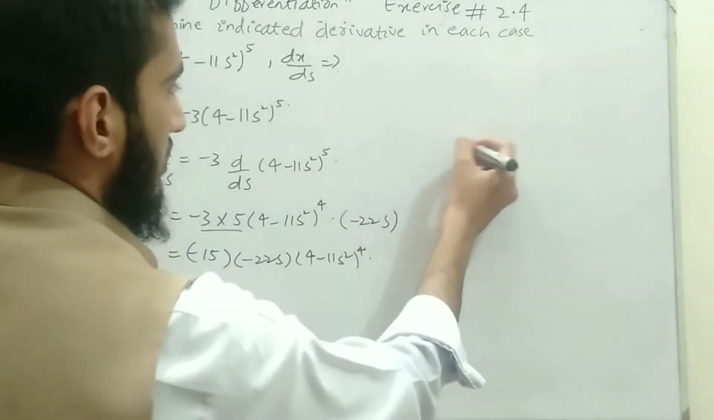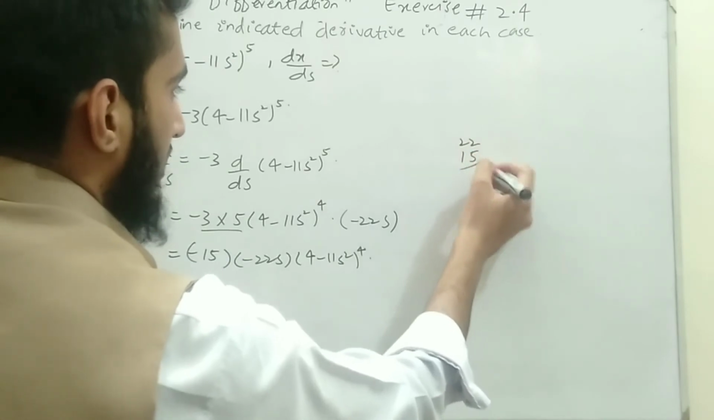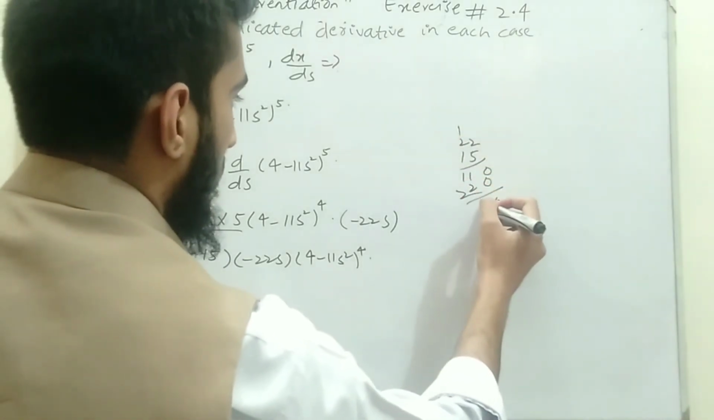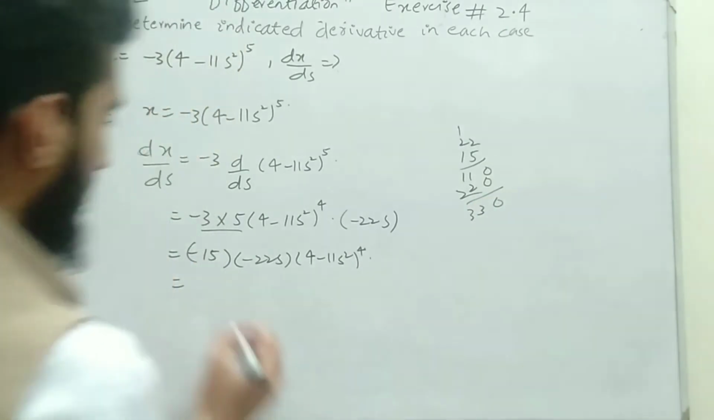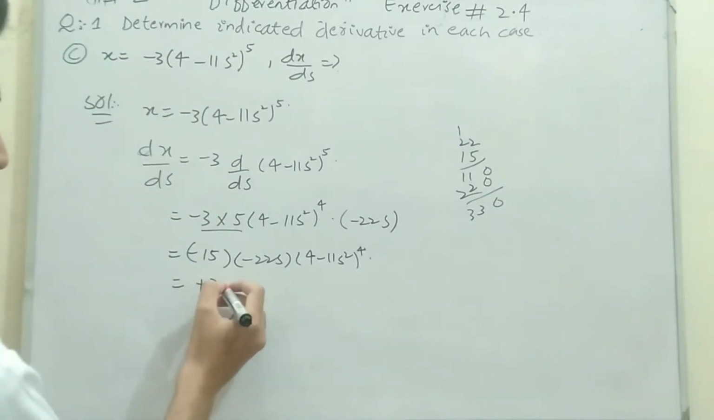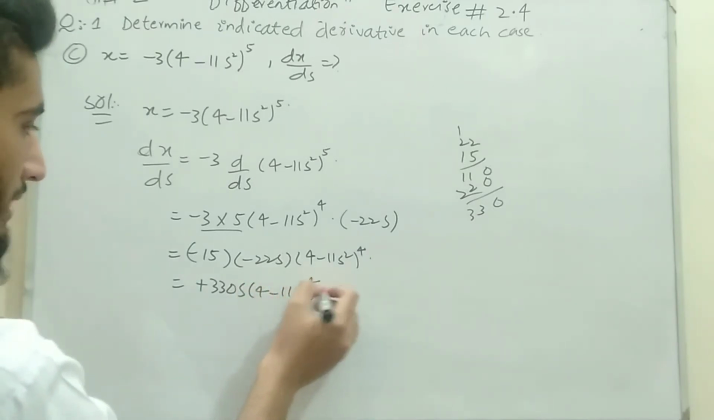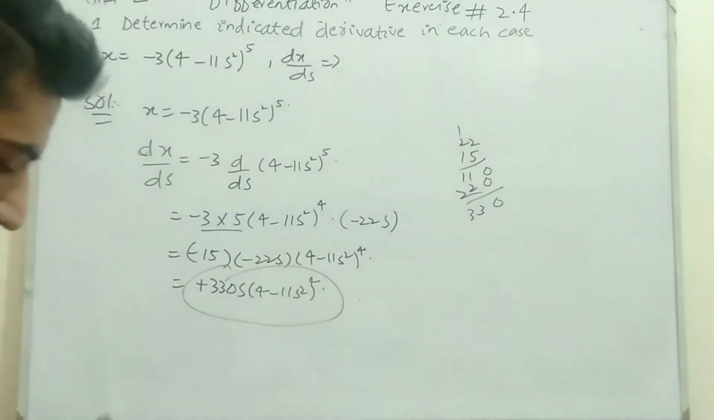So 22 multiplied by 15 will give us 330. So it gives us a value plus 330s multiplied by (4 minus 11 s square) whole raised to power 4. This is the required derivative.